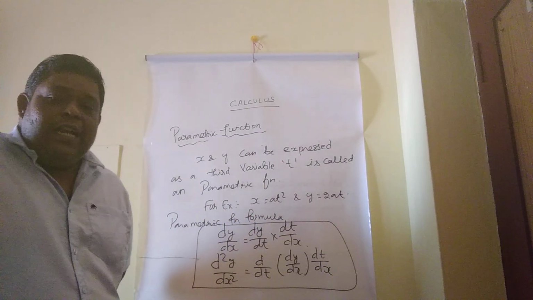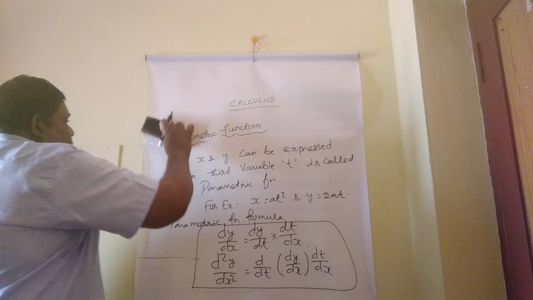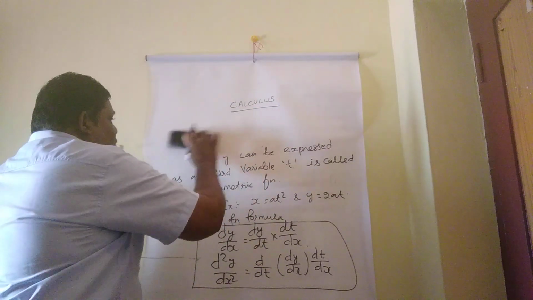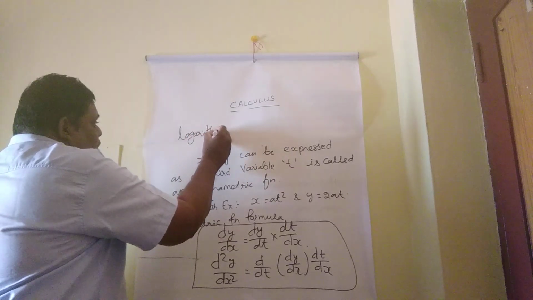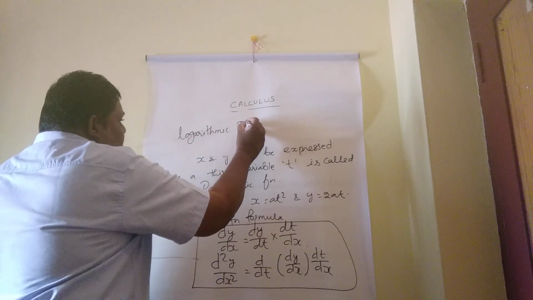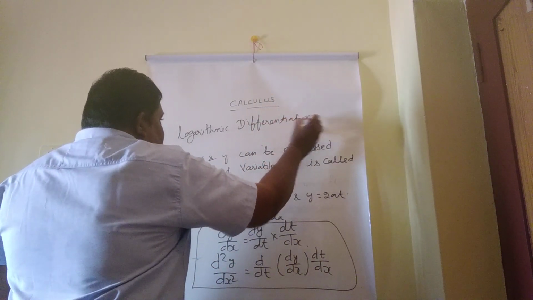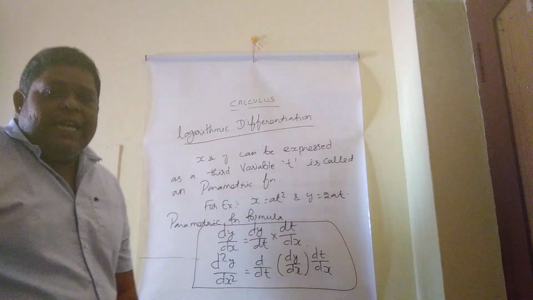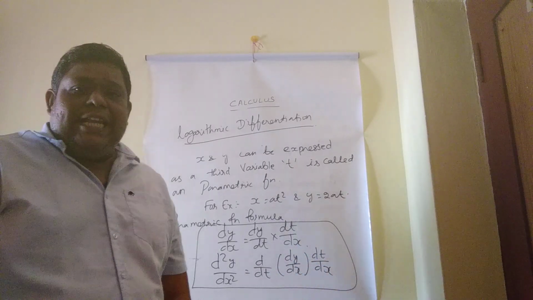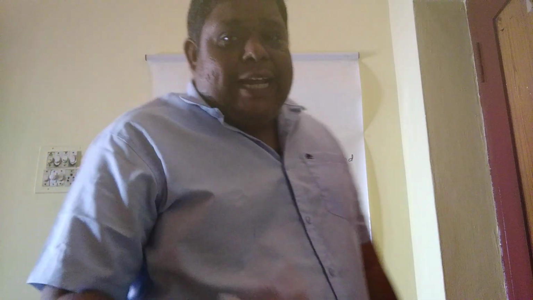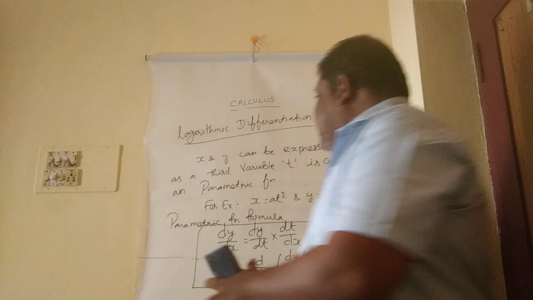And last one, logarithmic differentiation. Logarithmic differentiation. The process of finding out derivatives where the first step is to take log on both sides is called logarithmic differentiation.